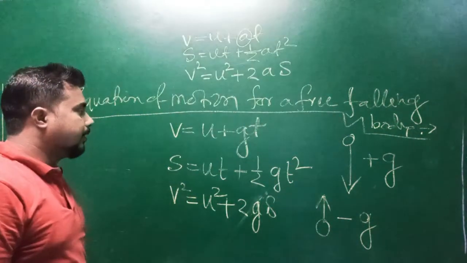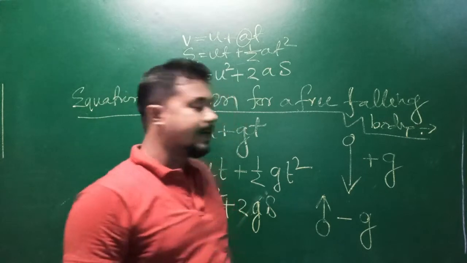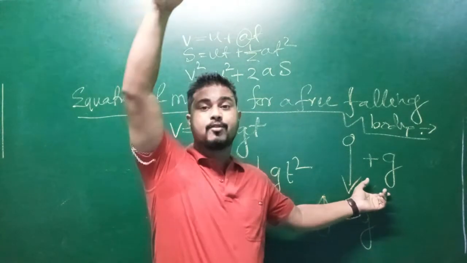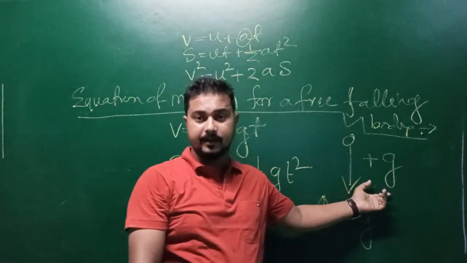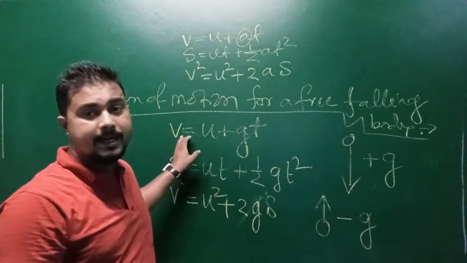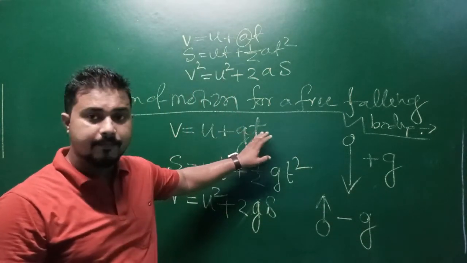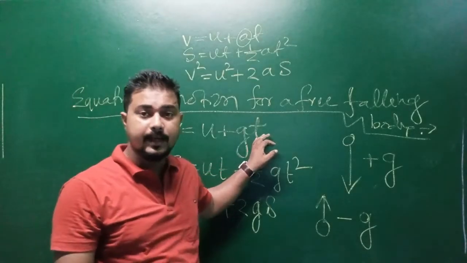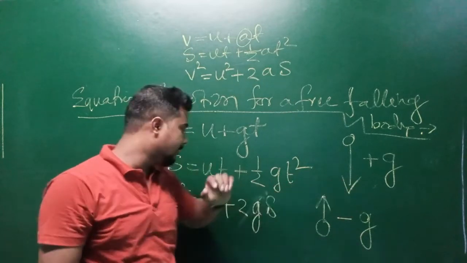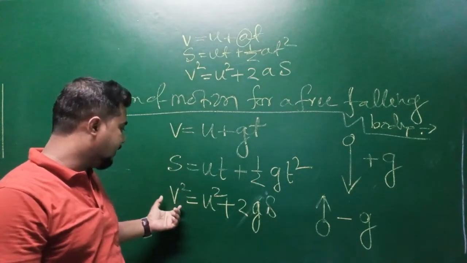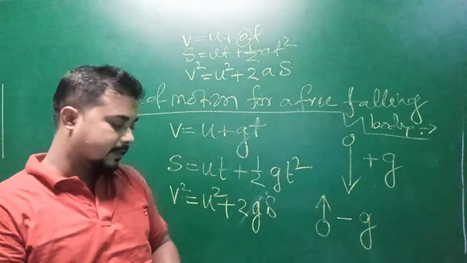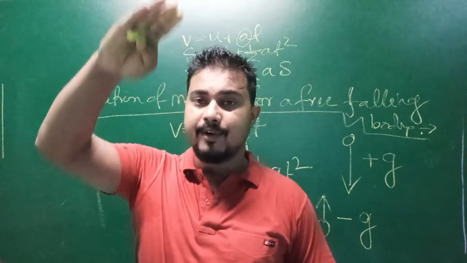I hope all of you are able to understand this point. So if we take the equations for a free falling body, meaning the body is falling from a certain height to the surface of the earth, the equations of motion will be: v is equal to u plus gt; the second equation, s is equal to ut plus half of gt square; and the third equation, v square is equal to u square plus twice gs.